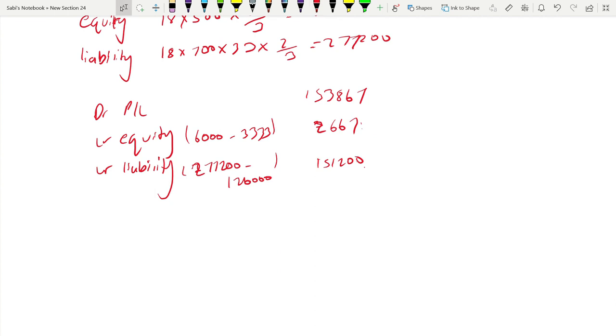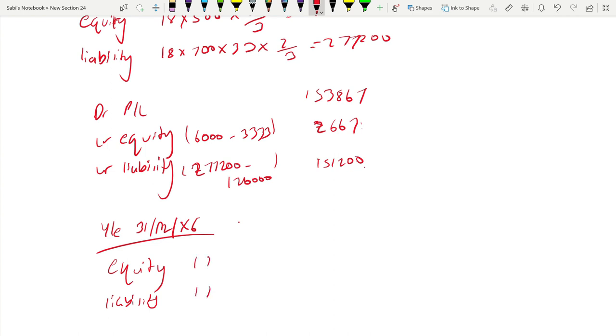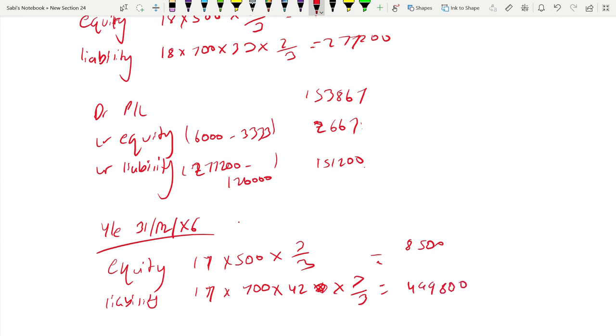Moving on to the last year, 31st December 2006. Equity, liability. Equity will be 17 this time, the expected vesture, into 500 into 3 over 3. Here it is 700, price is 42, into 3 over 3, which is 8,549,800. Okay, the rest all double entry, I have left it to you. You'll be able to do it, the incremental amount only from this year. You have to compare. Okay, the same.